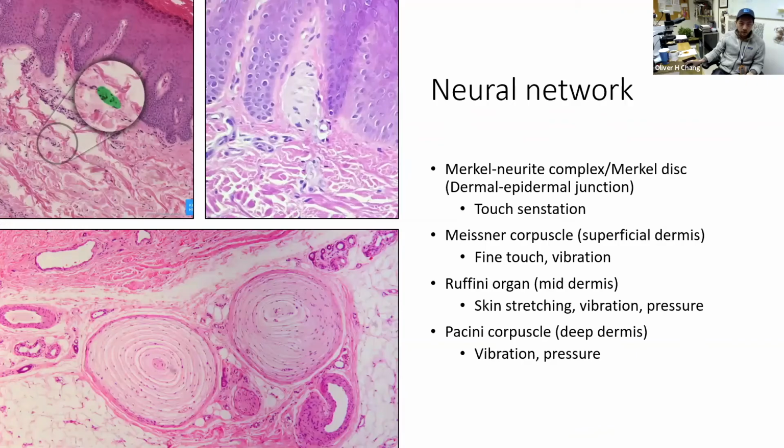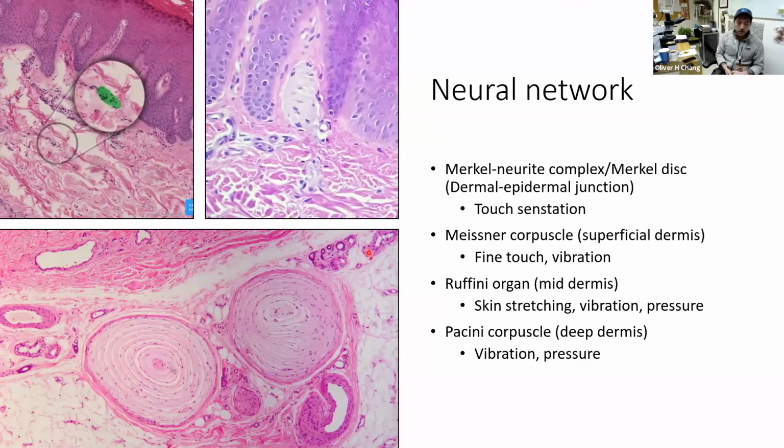Here are some of the neural structures that you'll see. So starting most superficially at the DEJ is the Merkel neurite complex or the Merkel disc. You're never going to see these. And they're involved in touch sensation.